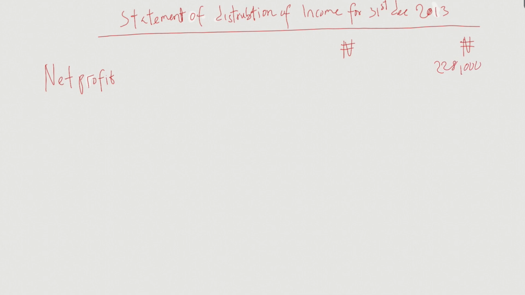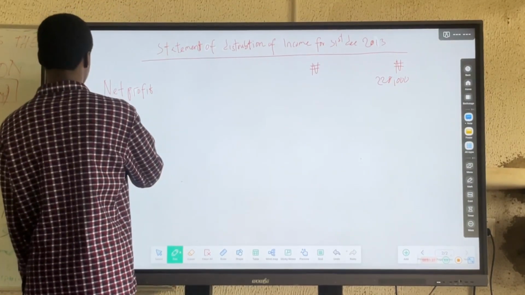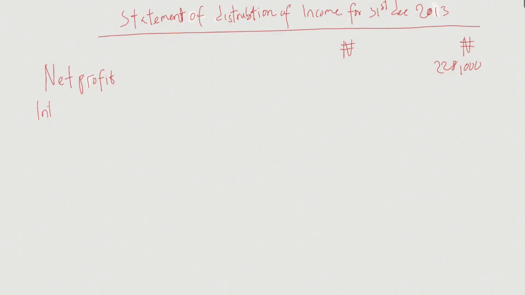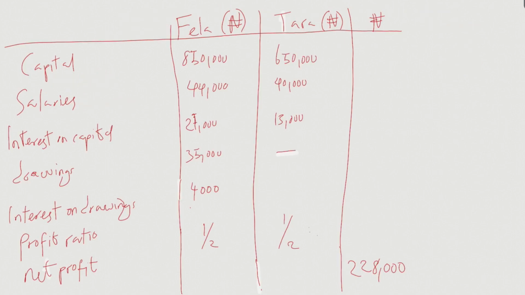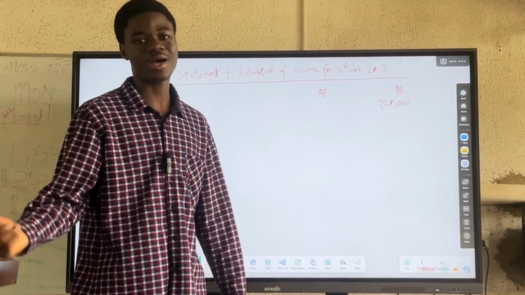The next item that should be considered is interest on drawings. In the question, interest on drawings was 4,000 naira. Fela only had interest on drawings, but Tara did not have any interest on drawings. So how do we account for interest on drawings? We are going to add interest on drawings.